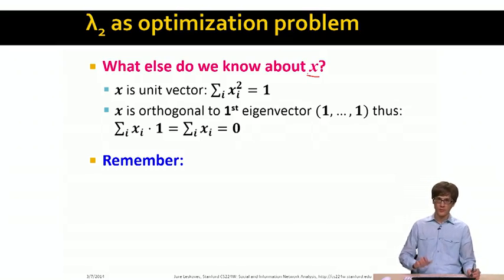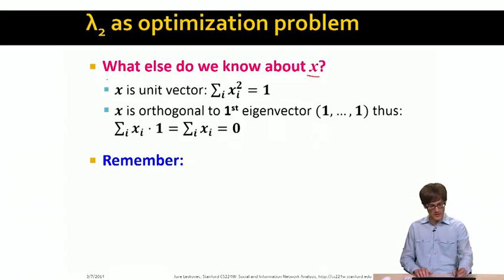Here x is now the solution to the lambda 2 eigenvalue problem, right? So there are a few things we know about x. The first thing we know about x, because x is an eigenvector, is that x is unit length, right? It basically means that the sum of the squares of the entries of x equals 1. So that's the first thing.